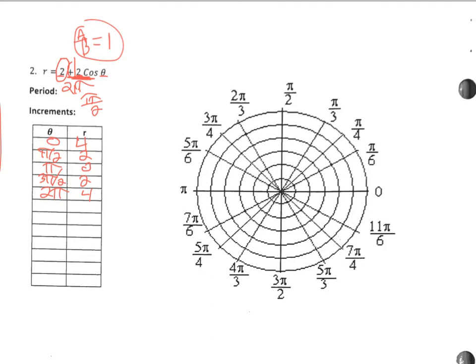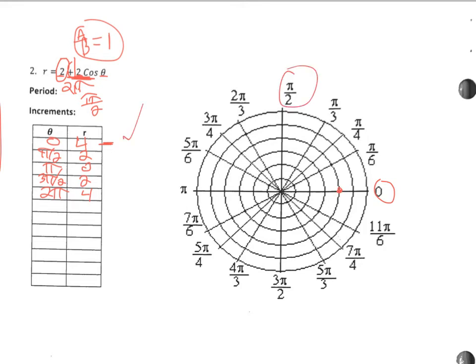So 0, 4. Remember, go to the angle first. A lot of students would want to put 0, 4 by counting 1, 2, 3 here, but that's the rectangular coordinate system. For 0, 4, I go to the angle, and then it's the fourth circle. 1, 2, 3, 4. That's going to be the first point, right here. Then pi over 2, 2.